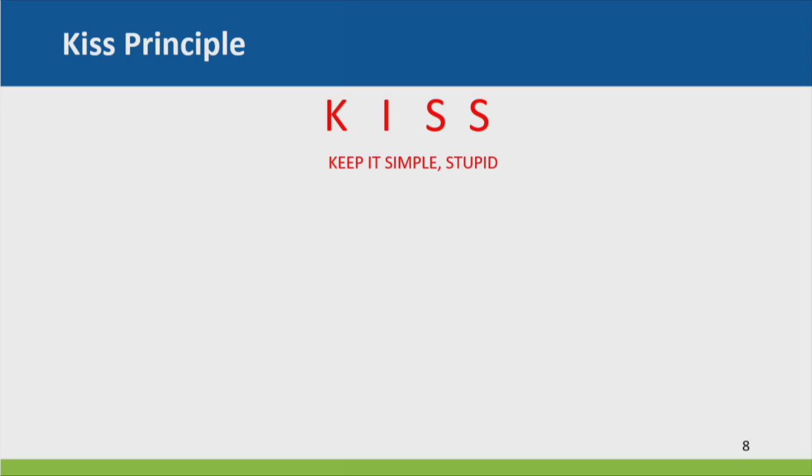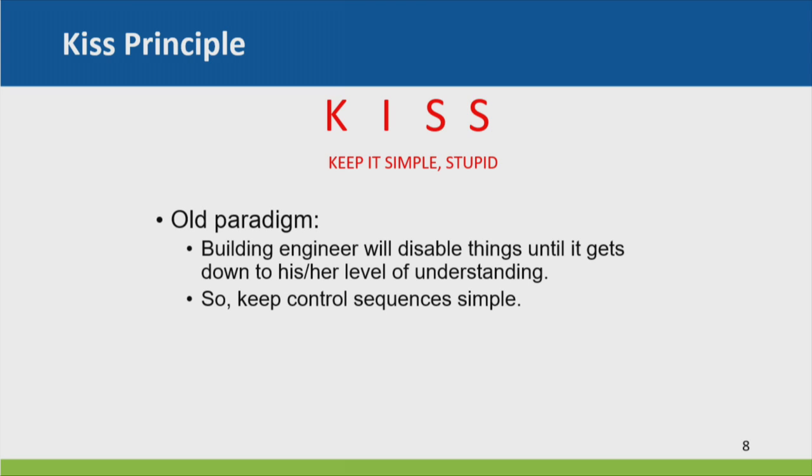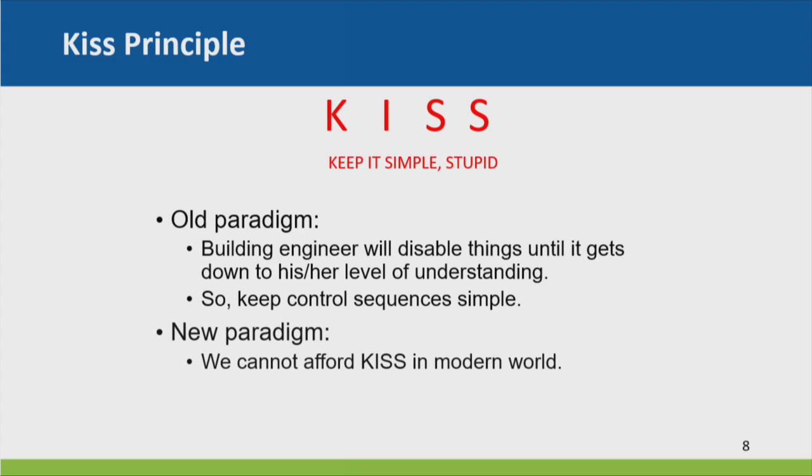All right, so moving on. Here's another problem: we have the KISS principle, keep it simple, stupid. The old paradigm was building engineers will disable things until they get it down to their level of understanding. So you really need to keep the sequences simple or they're going to be destroyed. And that just doesn't work these days.